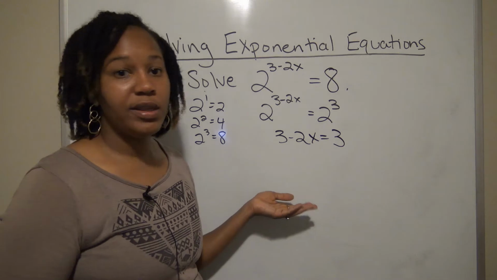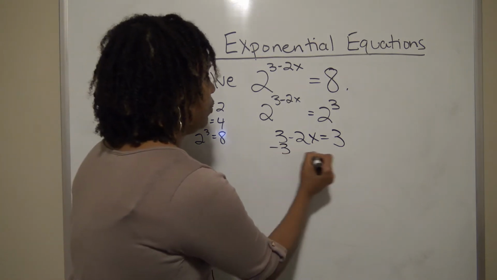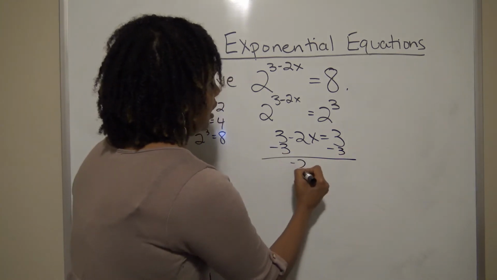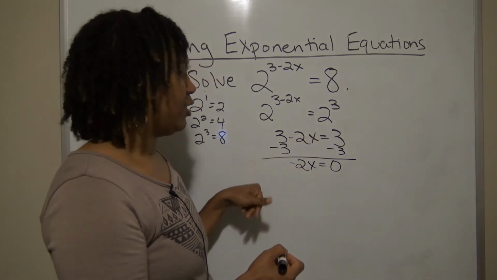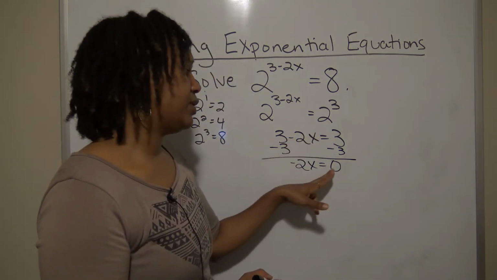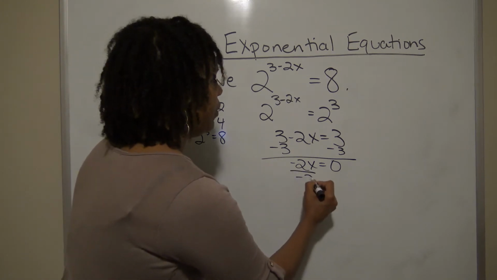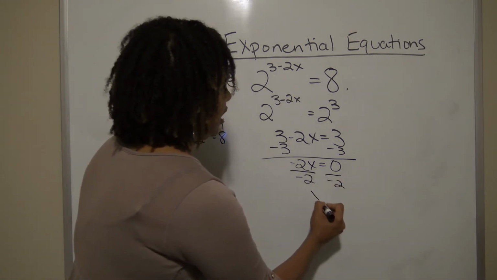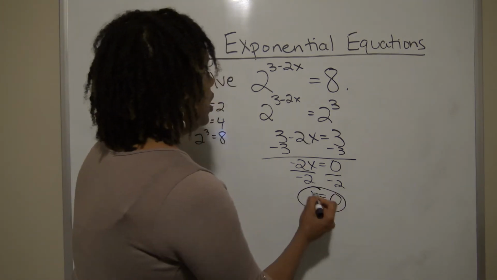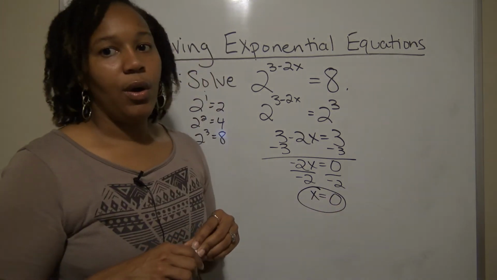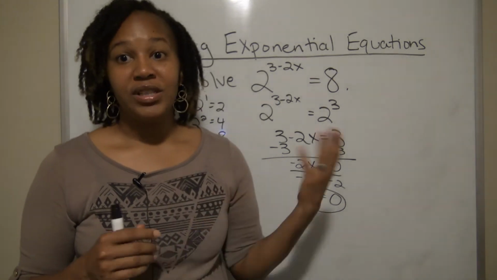Now I'm going to solve this linear equation by subtracting 3 from both sides, because the goal is to get x on a side by itself. 3 minus 3 is 0, leaving me with negative 2x equals 0. Then I'm going to get rid of the negative 2 by dividing both sides by negative 2. And 0 divided by negative 2 is 0. So x would have to be 0 in order for this to be a true statement.